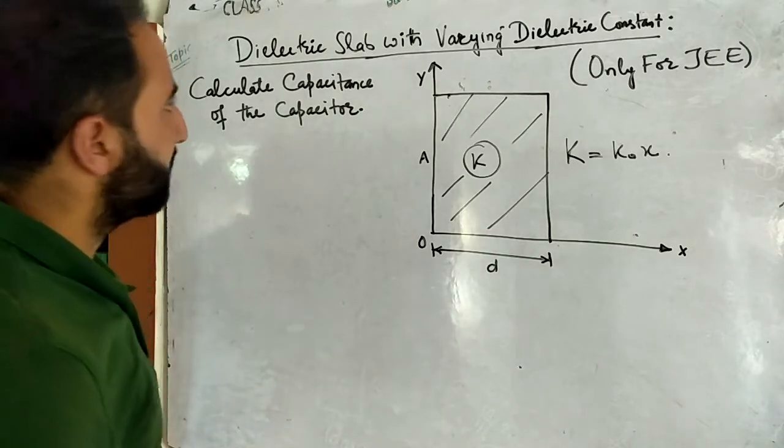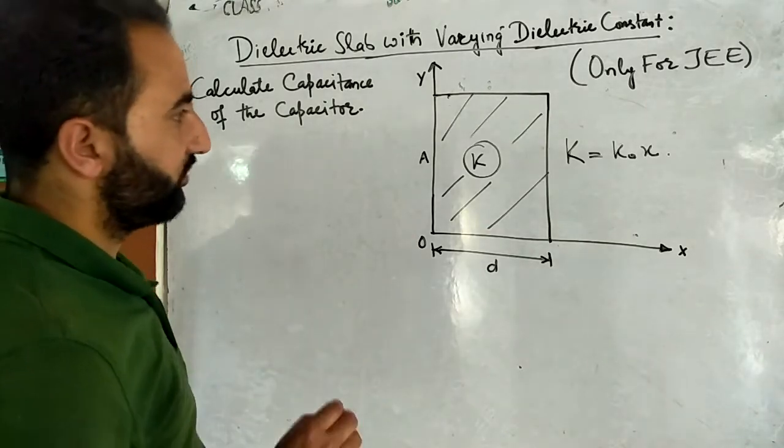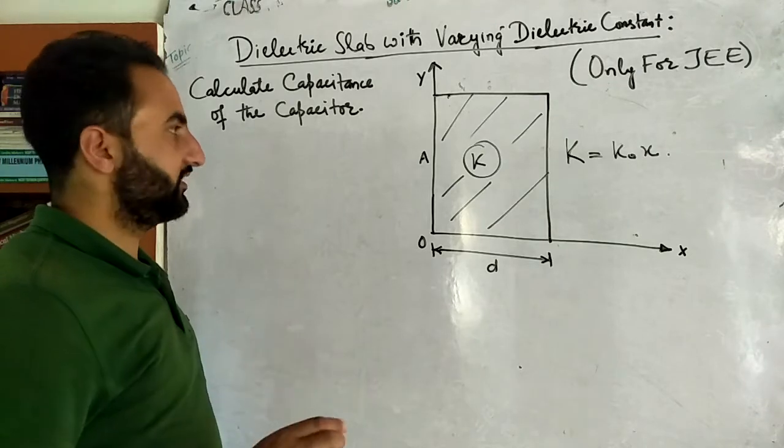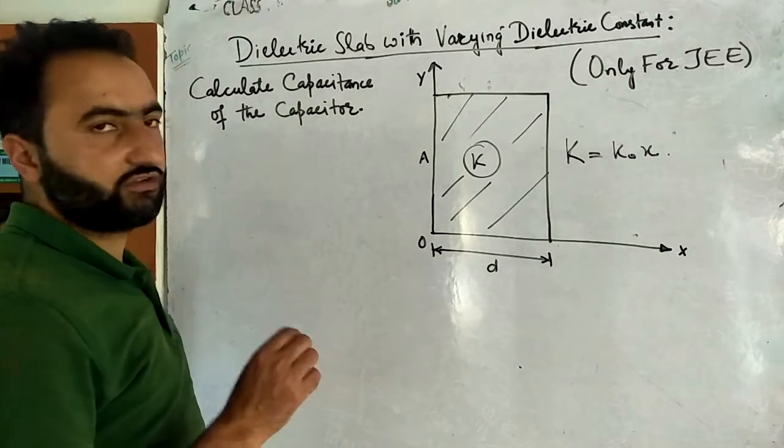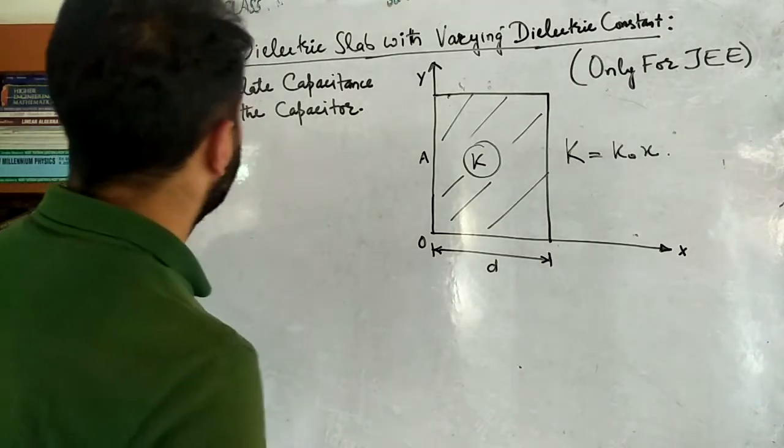The next example is only for JEE. This question can never be asked in NEET and never asked in AIIMS as well. So it's only for JEE Mains or JEE Advanced. Now it is like this.